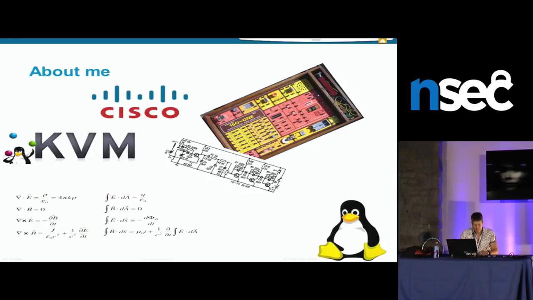Let me introduce myself and also give you some context of how I ended up working on that project in the first place. My name is Etienne Martineau. I'm from Ottawa, Canada. I work as a Linux kernel engineer for Cisco Systems.